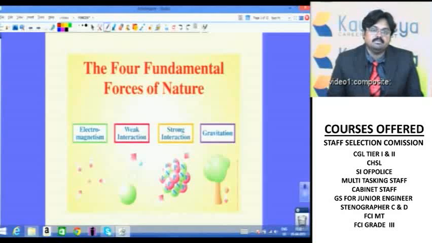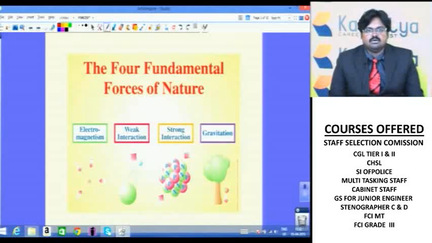Friends, today we will be discussing the four fundamental forces of nature. The four fundamental forces of nature are gravity, electromagnetic force, nuclear force and weak force. Now these are the four fundamental forces that drive our universe. These are the forces that are responsible for the way our universe works.